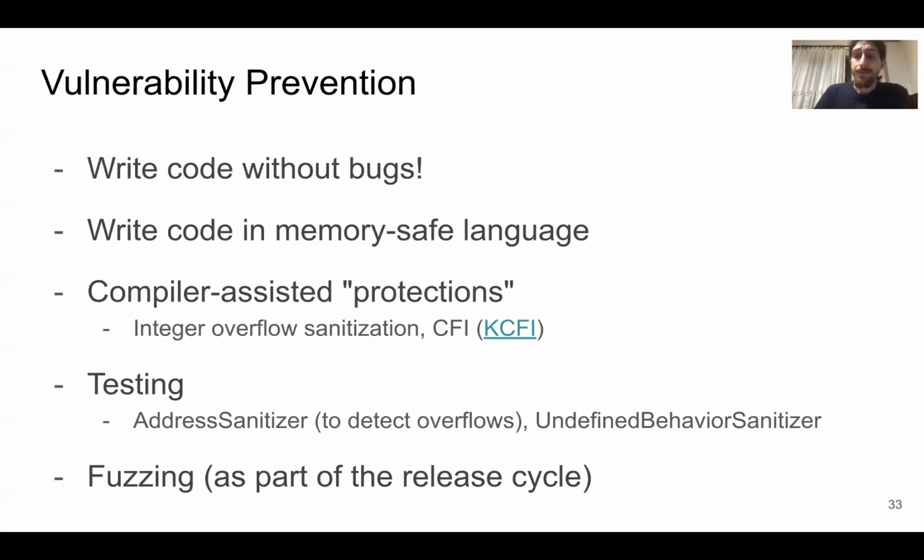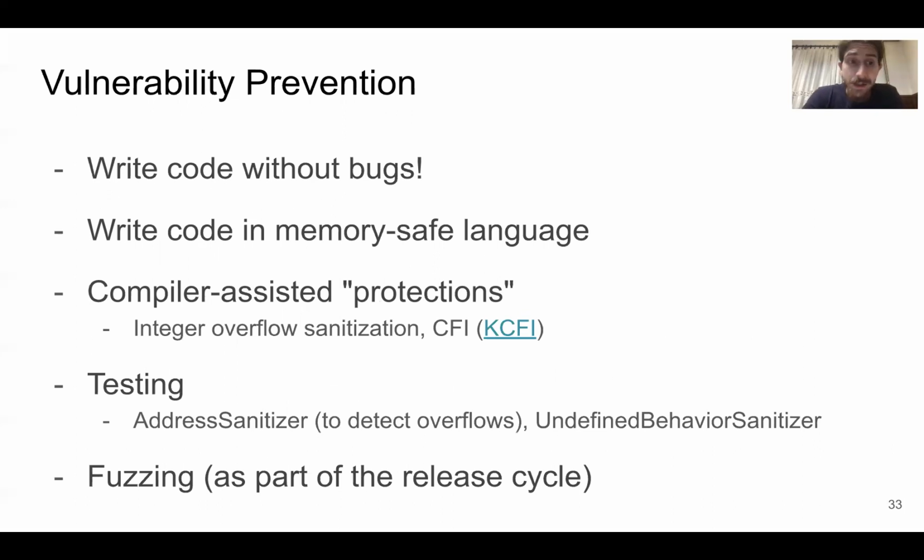I have a couple of slides more on different aspects of these vulnerabilities, which is that there are techniques to prevent these bugs in the first place. Okay, and this is under the area of vulnerability prevention. One thing is to write code without bugs. Very easy to prevent bugs. Just don't have code with bugs. Of course, you can try your best, but bugs are always going to be there.